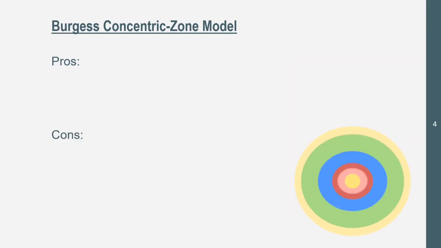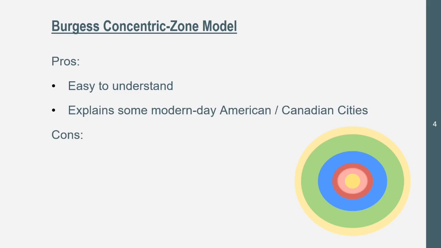So let's get into those pros and cons. So a first pro is pretty easy to understand. It's a circle. Each layer has something different with different people. And it explains some modern-day American and Canadian cities. Those make up a bunch of cities in the world. So it's good to know some explanations for those cities and why they are the way they are. However, it's outdated. We have cars now, other methods of transportation.